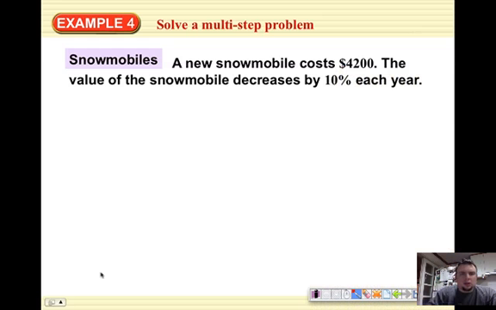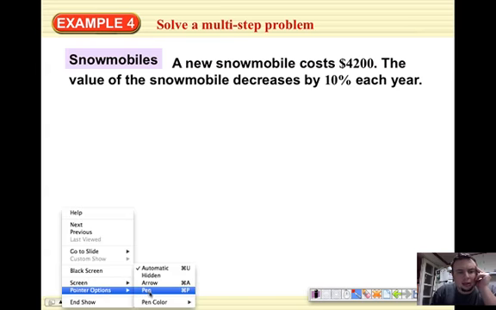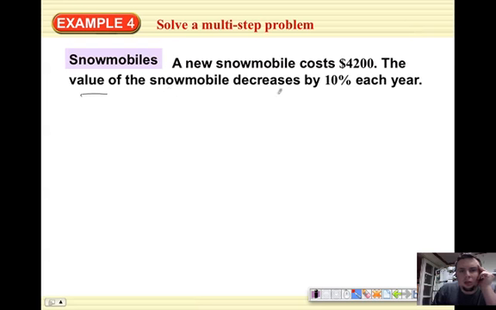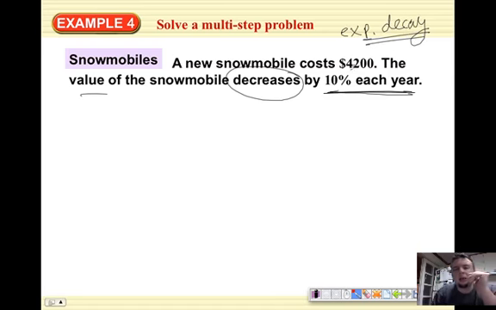Example 4, snowmobile. A new snowmobile costs $4,200. The value of the snowmobile decreases. So right there is your key. The value decreases by 10% per year. This tells you right away it's an exponential decay. Now in a word problem, I'm not going to tell you right away, hey, this is an exponential decay, use your model. I'm just going to give you a scenario.